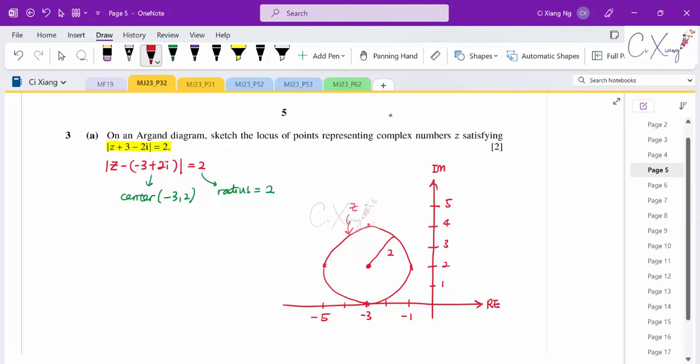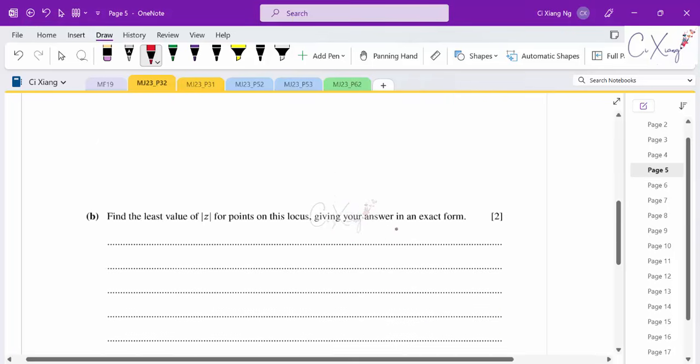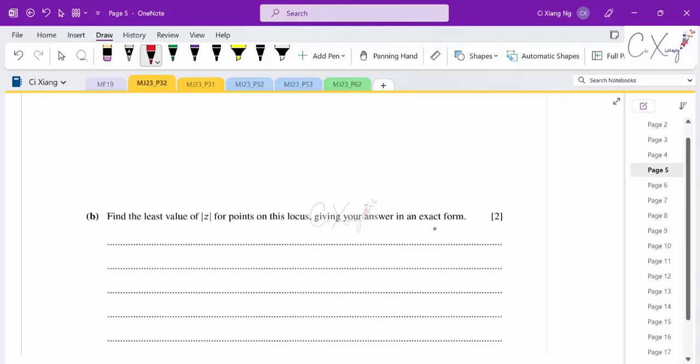Okay, now let's proceed further to part B. For part B, they want us to find the least value of modulus z for the points on this locus, giving your answer in exact form. So highlight the keyword exact form again. They are asking for the smallest value of modulus z. So what's the meaning of this modulus z here?